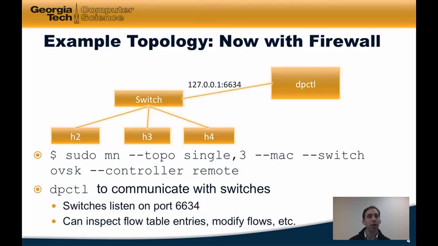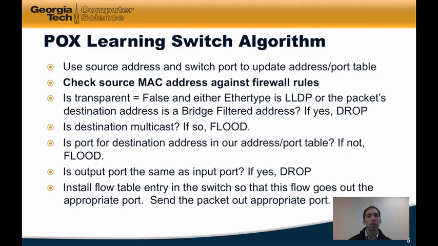Again, we have a switch that connects 3 hosts, and we'll attach a controller to that switch. But instead of attaching a controller that performs simply Layer 2 switching, we will augment the functions being performed by that controller so that it checks the source MAC address of incoming packets and decides whether to forward or drop the packet based on the value of that source MAC address. If the controller decides that the packet should be forwarded, then it proceeds to perform the Layer 2 switching functions as before. Let's revisit the POX learning switch algorithm from last lesson.